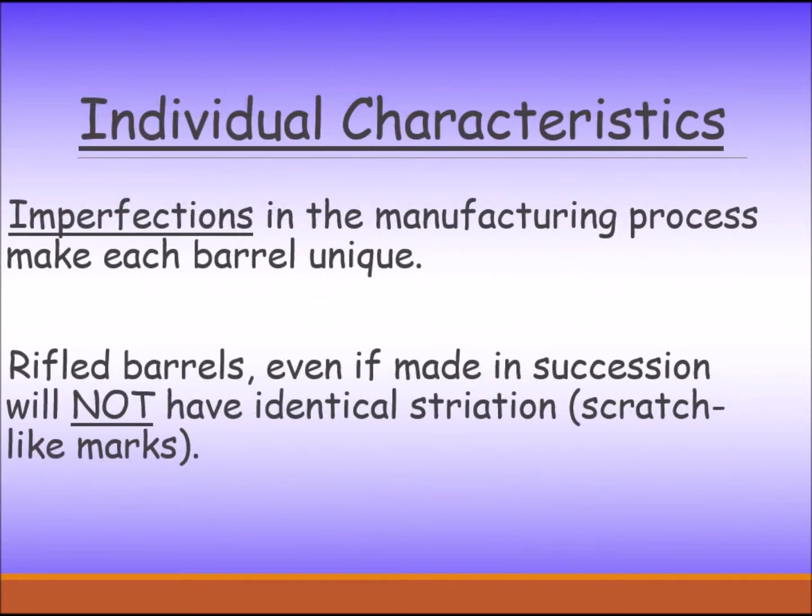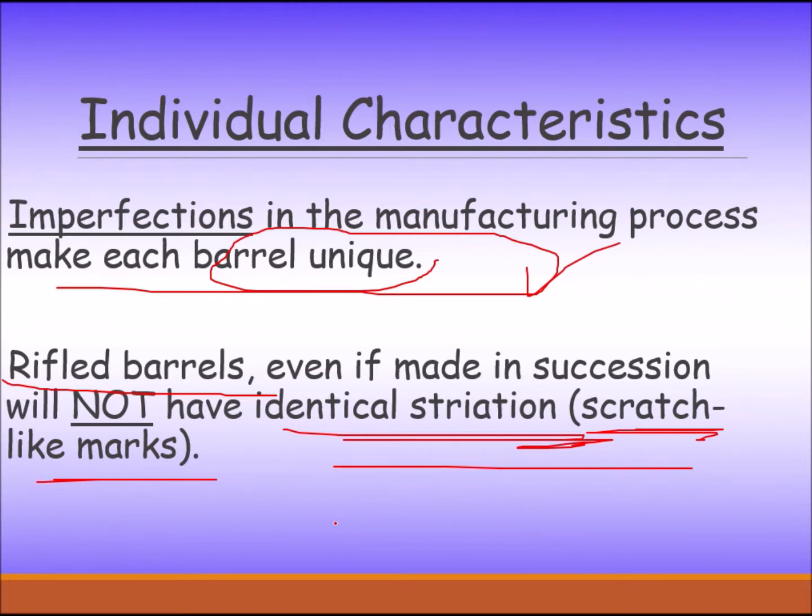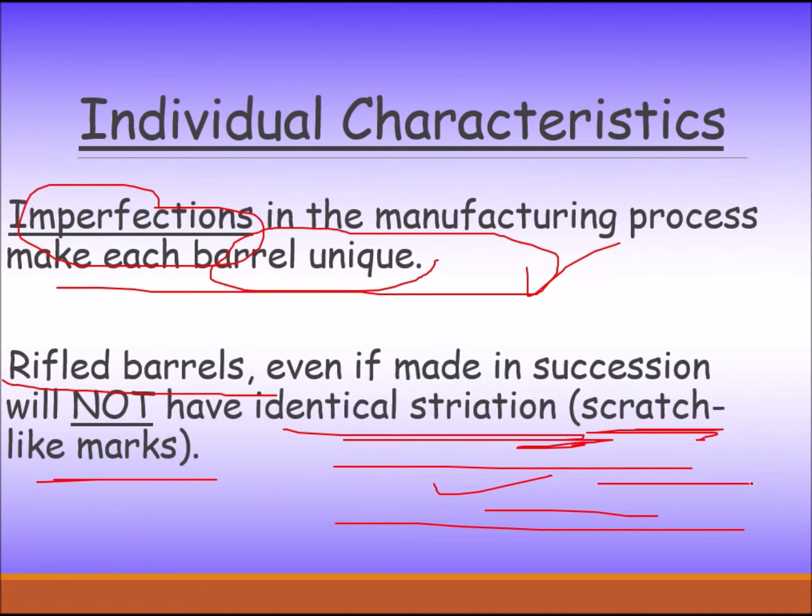Now, the other is the individual characteristics. These are imperfections in the manufacturing process that make each barrel unique. So this is very specific to any individual firearm. Even rifled barrels made in succession will not have identical striations, scratch-like marks. Due to some metal fouling or some imperfection in manufacturing, these specific characteristics will develop in a particular gun. So these are called individual characteristics, or the fingerprint of firearms.